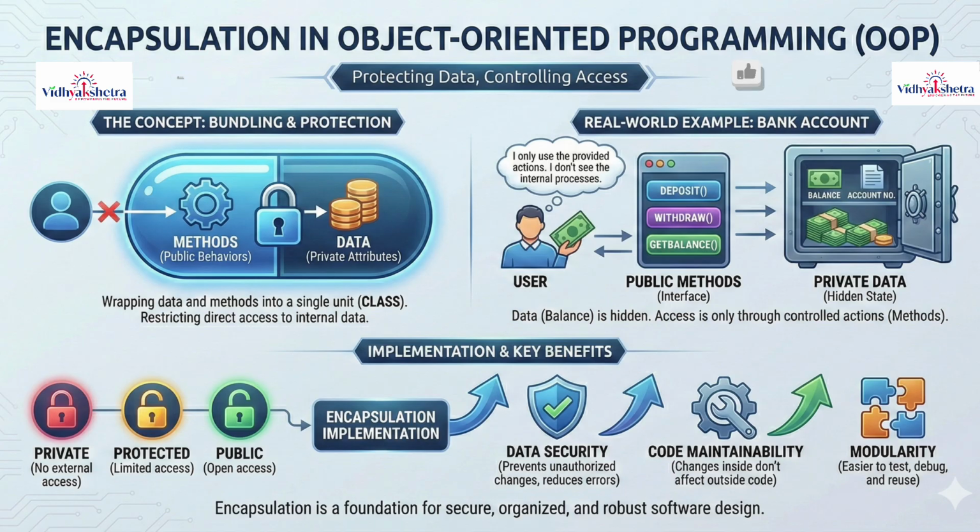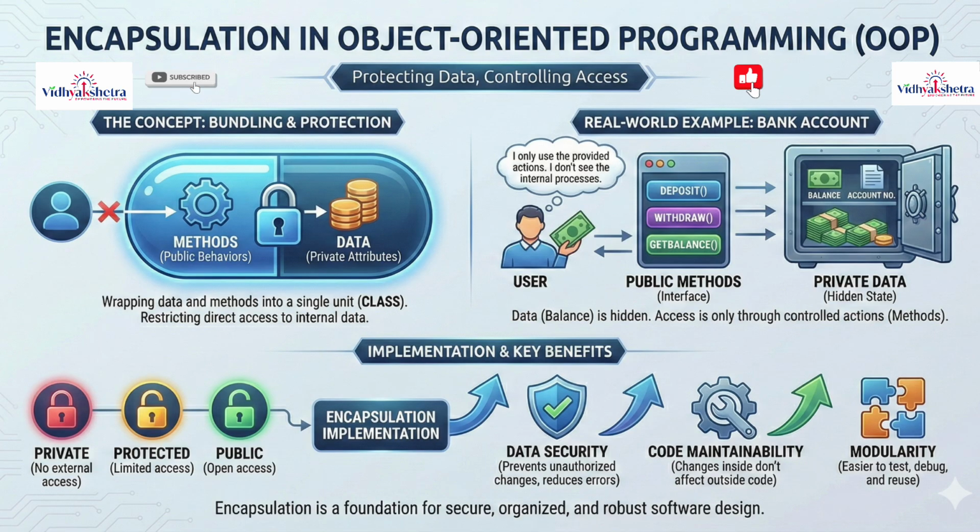Encapsulation and code maintainability. Encapsulation also improves code maintainability. Since internal implementation details are hidden, changes inside a class do not affect other parts of the program. For example, if you change how data is stored internally, you don't need to change the code that uses the class, as long as the public methods remain the same. This makes updating and maintaining large software systems much easier.